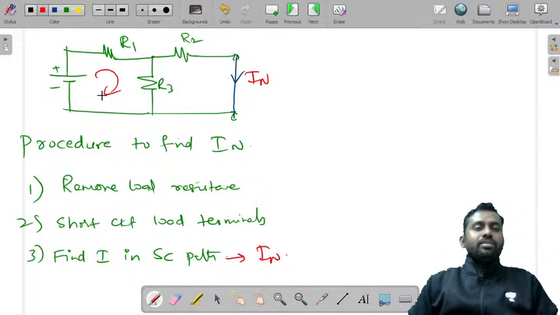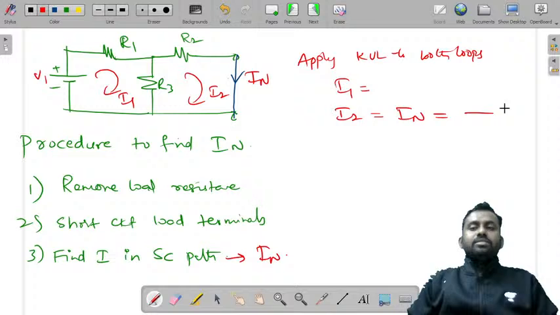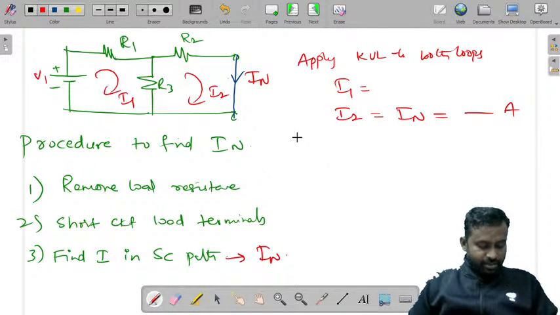Just apply V1. This is I1. Let us take this as I2. Simply apply KVL to both loops. That is the very simplest method. You'll get I1 value and I2 value. What is I2? I2 is nothing but the IN value, which is the required current.